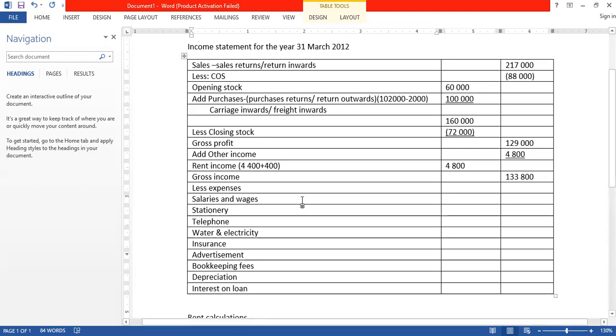So let's look at our additional information. Do we have any transaction that affects salaries and wages? No, we do not have any. So we record the same amount that you are given. How much are our salaries? Our salaries are 25,000.